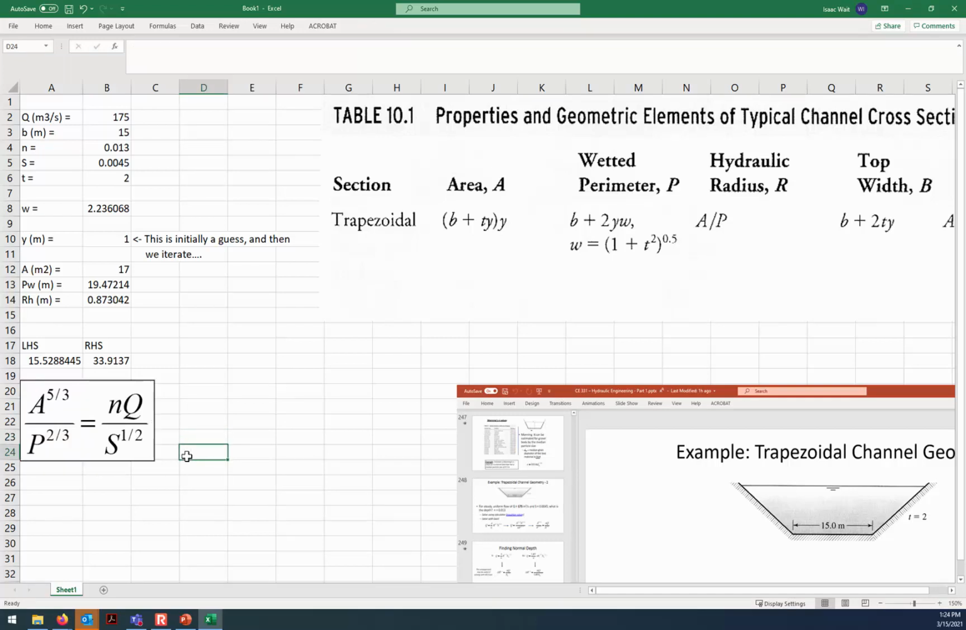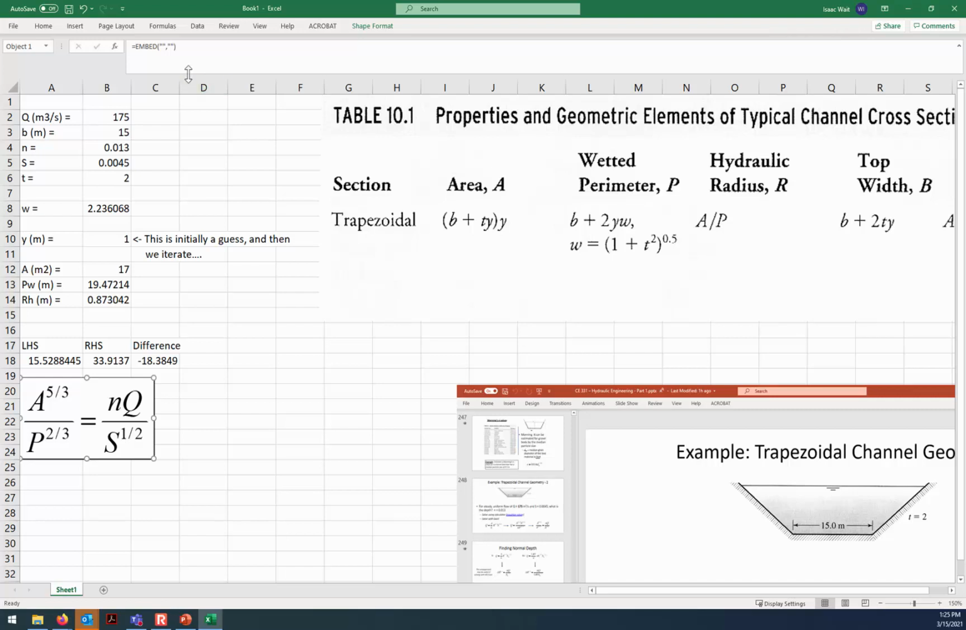Well, so far they don't. We have a difference right now. We could calculate the difference between the two. And right now we have a non-zero difference. We want the difference to be 0. So we should do a goal seek, right? We should do a goal seek where our goal is for the difference to be 0. Manning's equation says that the area to the 5/3 divided by wetted perimeter to the 2/3 will equal all these constants on the right-hand side.